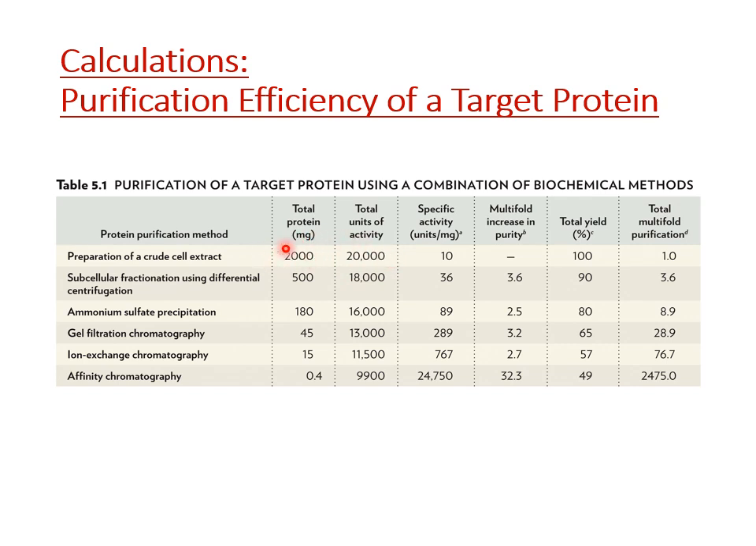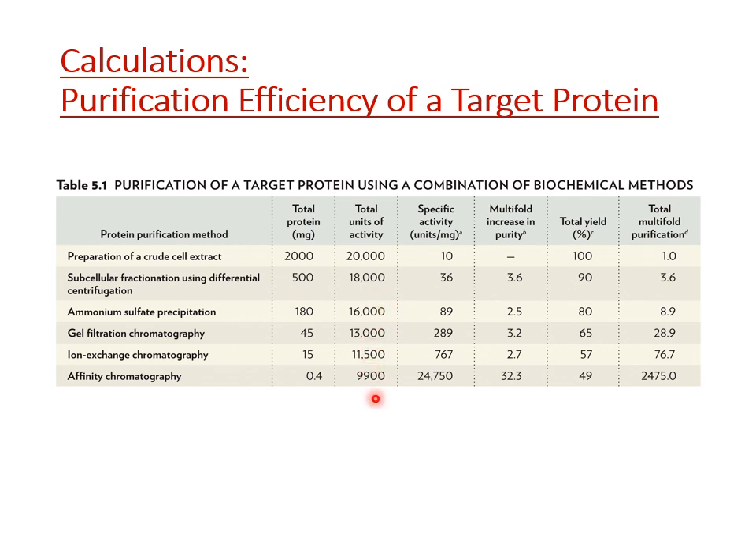So for the purification of our target protein by preparation of a crude cell extract, our specific activity here is 10, because you take 20,000 and divide it by 2,000. Here 36 is because it's 18,000 divided by 500. And so on and so forth.